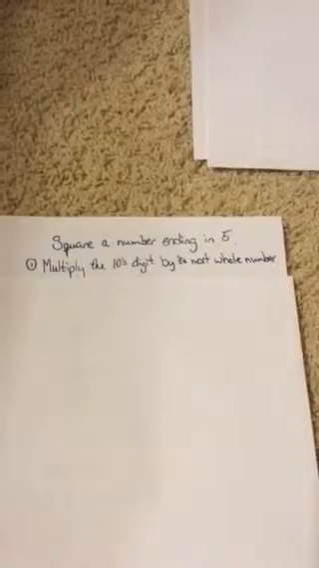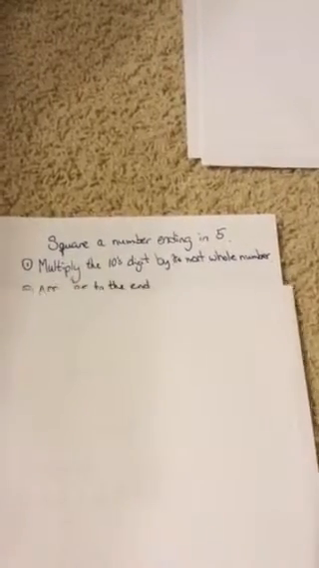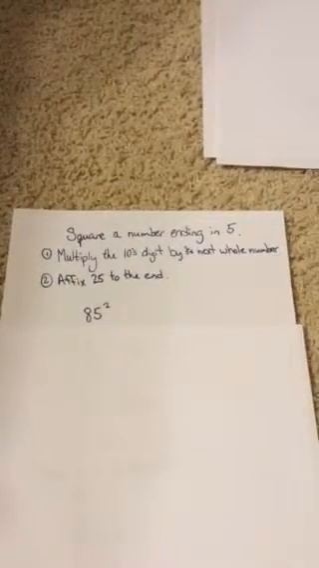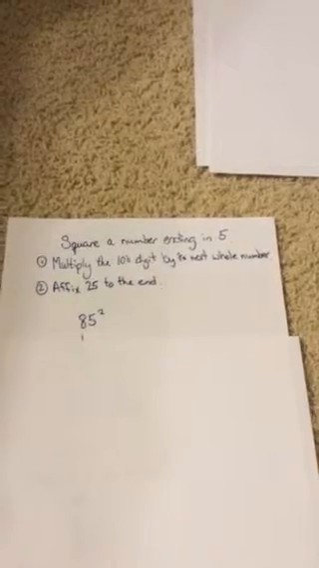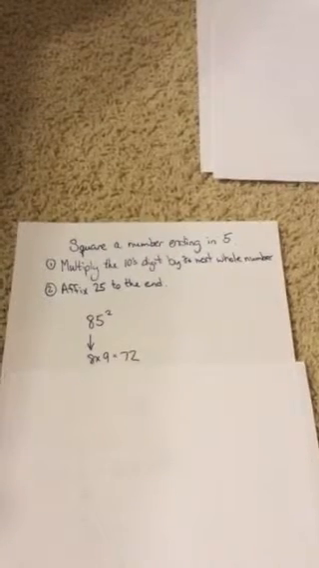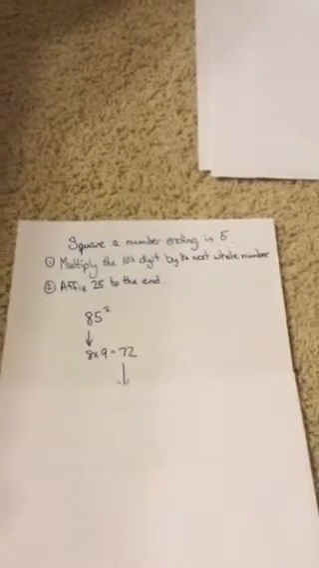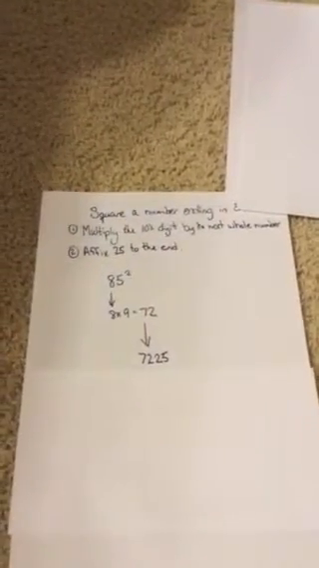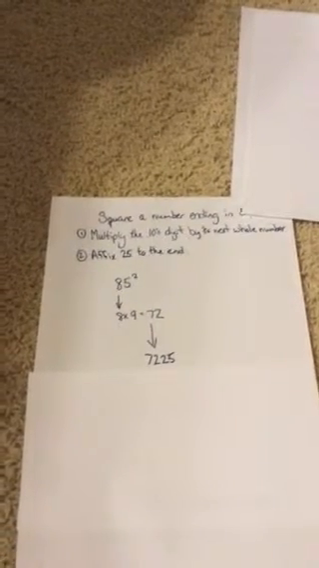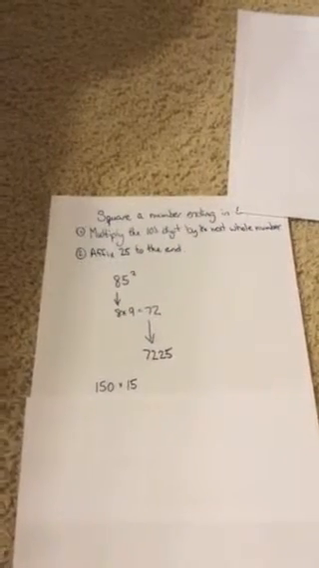Next thing we're going to learn how to do is square a number ending in 5. First thing to do is multiply the tens digit by its next whole number, and then we're going to simply affix a 25 to the end. Our example is 85 squared. Well, our tens digit is 8, so we're going to take that 8 and multiply it by 9, which is our next whole number. That gives us 72. And then the final step is to affix a 25 onto the end. That gives us 7,225.